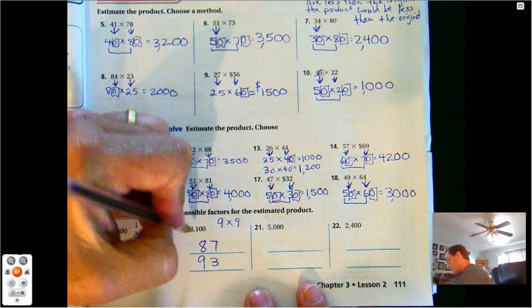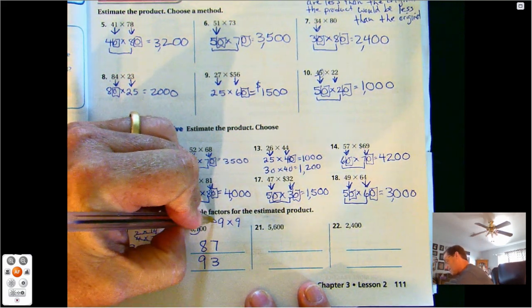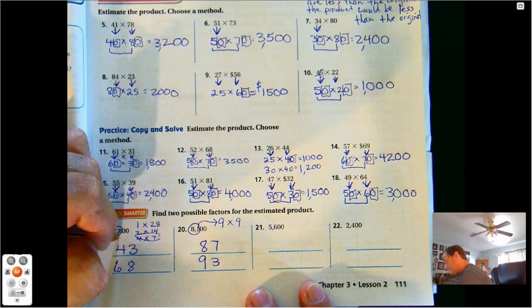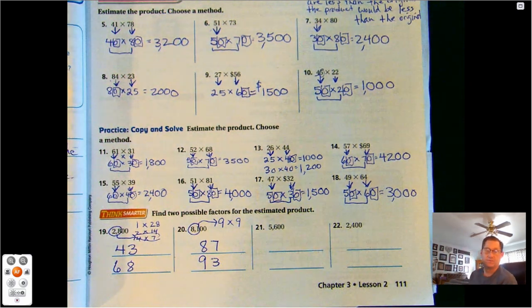So let's do that, so you understand what I'm focusing on. Okay. Our factors have to be a two-digit number, but I'm just using a basic math fact to get started.